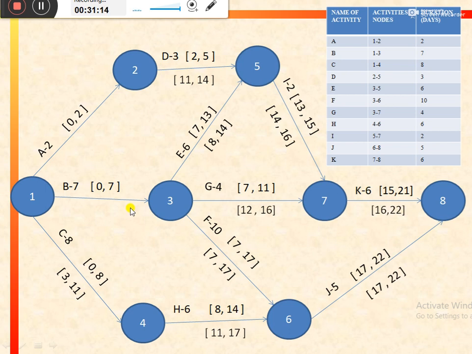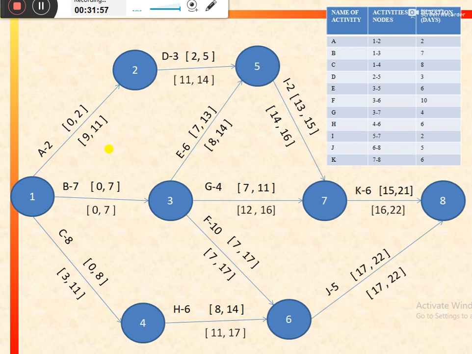So in situations when there are more than one successors for any particular activity, then we would consider the least latest start as the latest finish for that particular activity. So in this case, 7 would be the latest finish for activity B, and as the duration is 7, starting point would be equal to 7 minus 7, that is equal to 0. For activity A, activity D is the following activity, so its latest finish would be equal to latest start of activity D, that is 11, and latest start would be 11 minus 2, that is equal to 9.